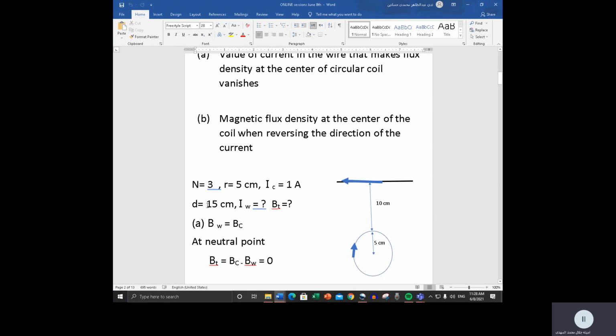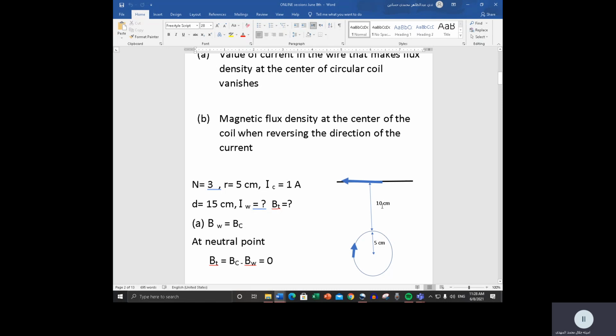I have the distance 15 centimeter. 15 centimeter is the distance from the wire to the center of the circular loop. And as we know here, the radius is 5 centimeter. When we subtract 15 minus 5 equals 10. So the distance from the wire to the circular loop itself is 10 centimeter. This is useful when we apply the rule.